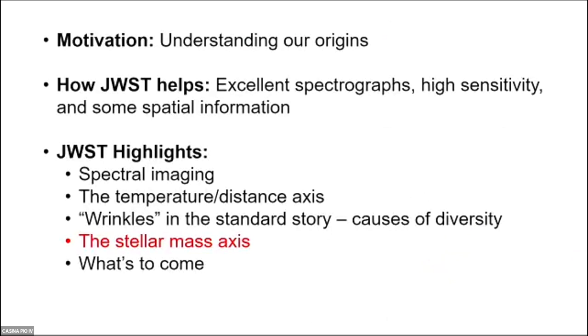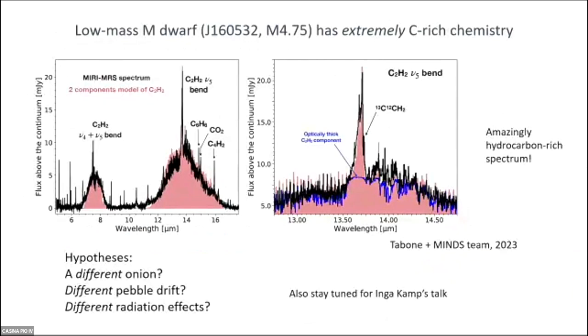There's also been some really interesting work on the stellar mass axis. This incredible spectrum shows tons and tons of hydrocarbon-rich emission. This is a low mass star, an M dwarf, M4.75. For the non-expert, what we're used to seeing are all the sharp spikes. What we're not used to seeing are the giant anthills. Those normally have not existed in our solar type stars.